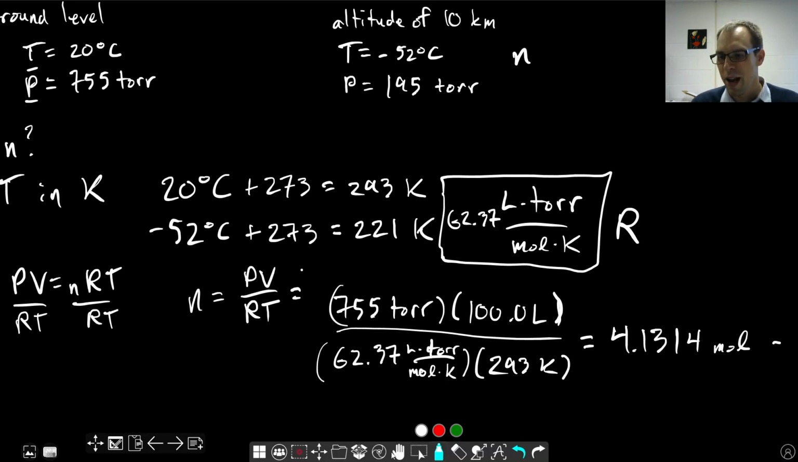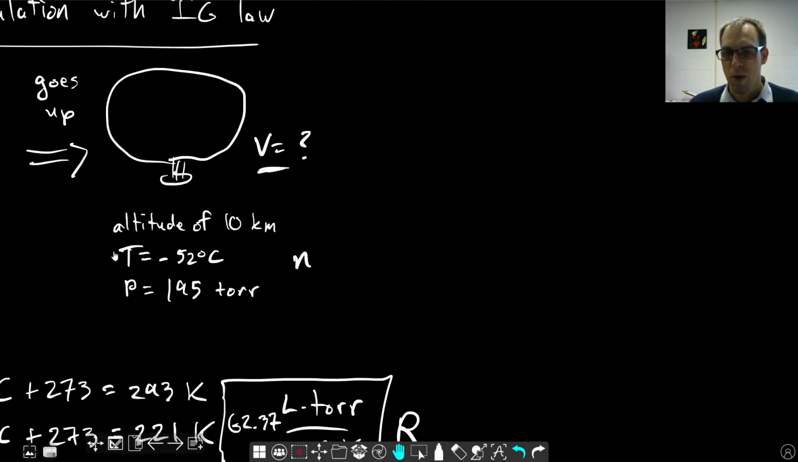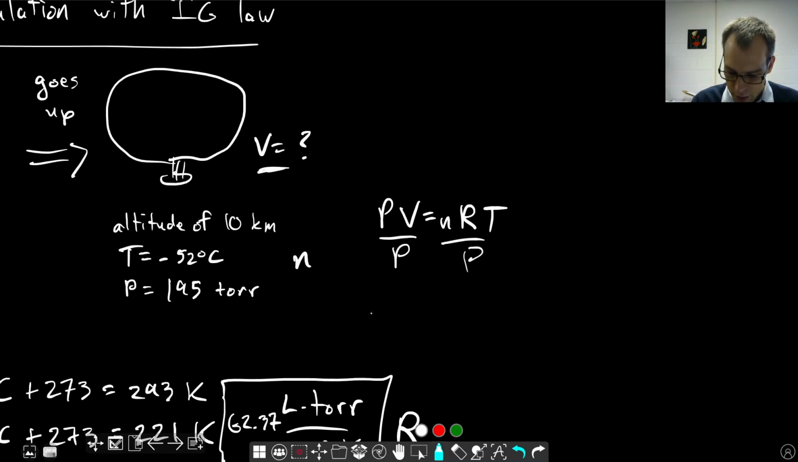Okay, so now we can use that value. That n is not going to change. The balloon isn't leaking, right? So if we go back up here, we know our temperature and pressure and our number of moles now, and so we can find volume. Similar to what we did below, we can take PV equals nRT and rearrange to solve for V. If we divide by P on both sides, we get that V is equal to nRT over P, and now we'll just plug in all these new values that we have.